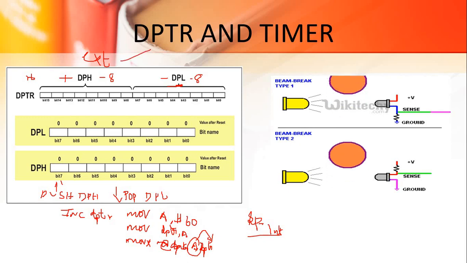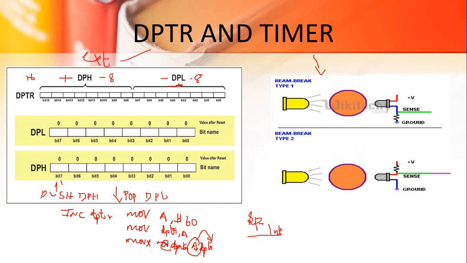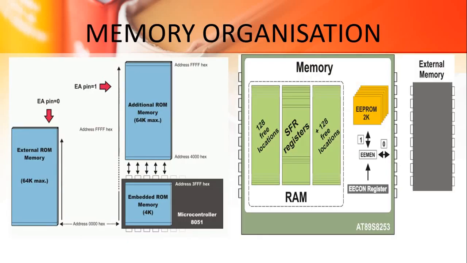Next we have a timer circuit. Already I have explained why we are using this timer. If I want to finish my task in a particular time, I need to set a time limit. Once the task is completed, these LEDs will glow. Otherwise, they will not glow until the task gets over. Next is the memory organization of the 8051.